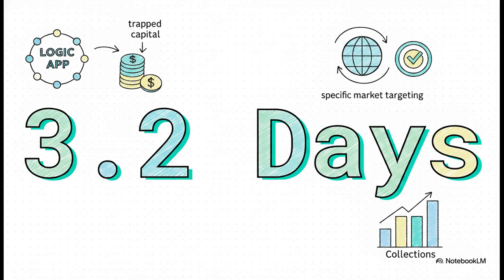Or, how about this working capital metric, 3.2 days? By actively prioritizing the collections work list based on risk scores, the logic app can explicitly target accounts receivable reductions in a specific market. It aims to compress your days sales outstanding, or DSO, by exactly 3.2 days. This is exactly how embedded logic directly frees up trapped capital.